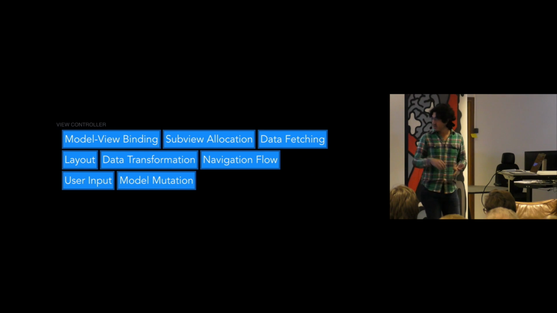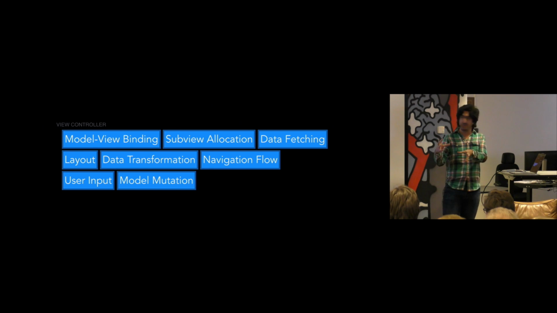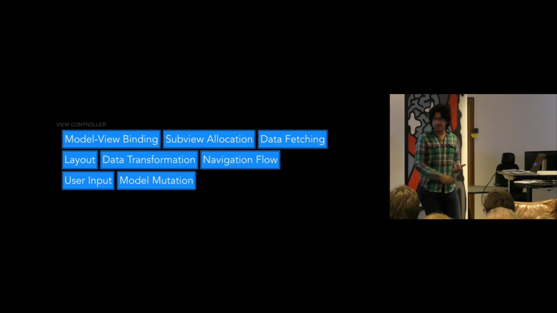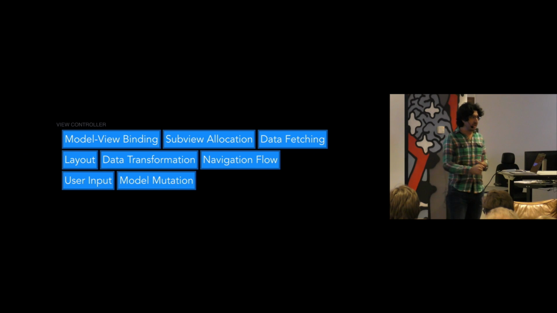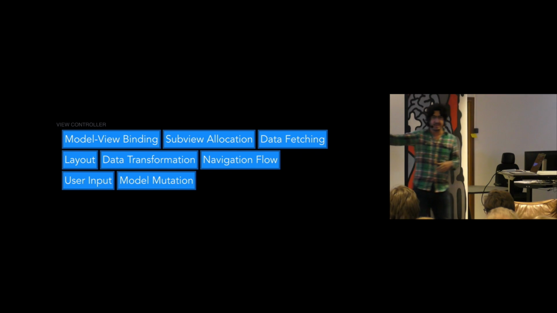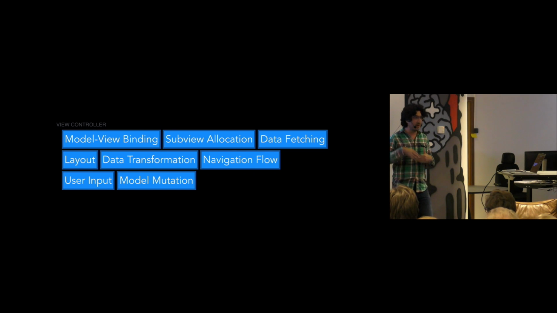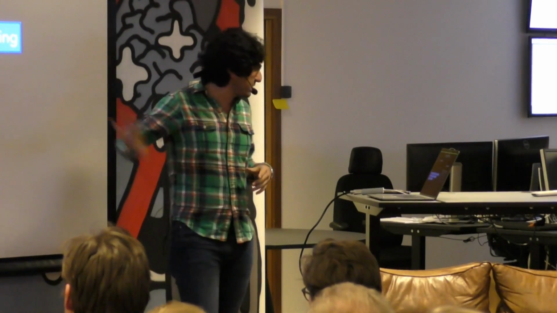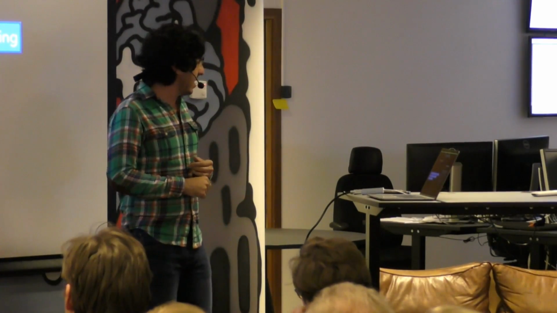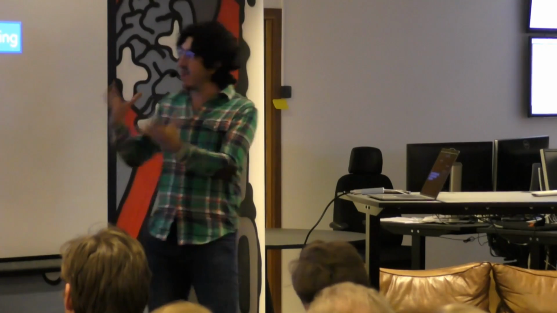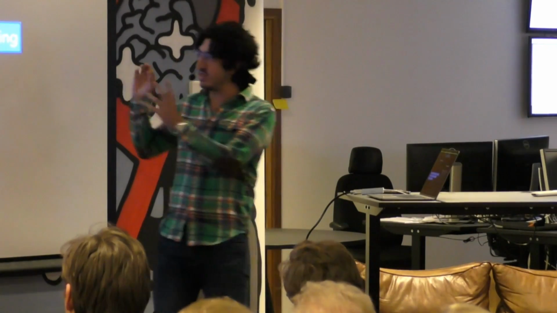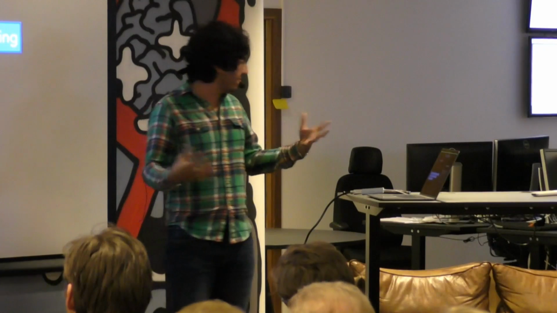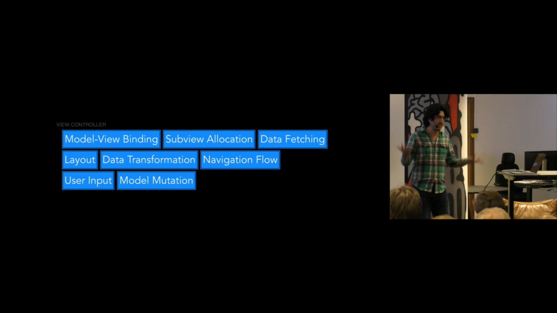Laying out those subviews, transforming the data from the model to the final form that it's going to be in, handling navigation flow, handling user input, mutating the model, which by model mutation here I mean posting to an API, writing to your database, something like that. And so it has all these responsibilities, and none of these things have a good place to go, and so they just end up bloating your view controllers until they get huge, and you're like, well, this sucks, and how do I solve this problem?